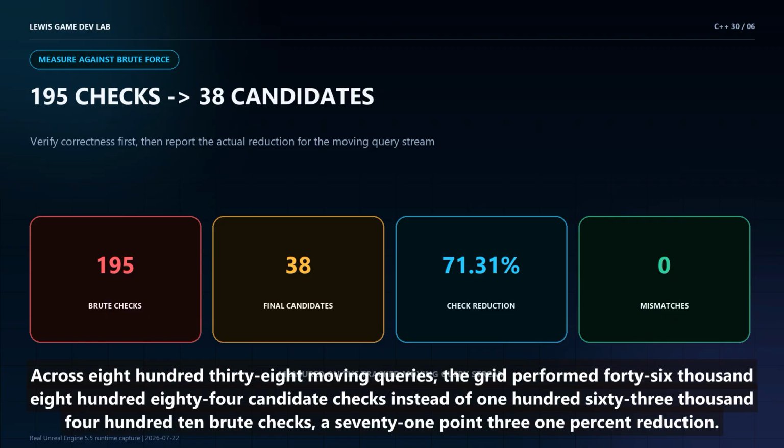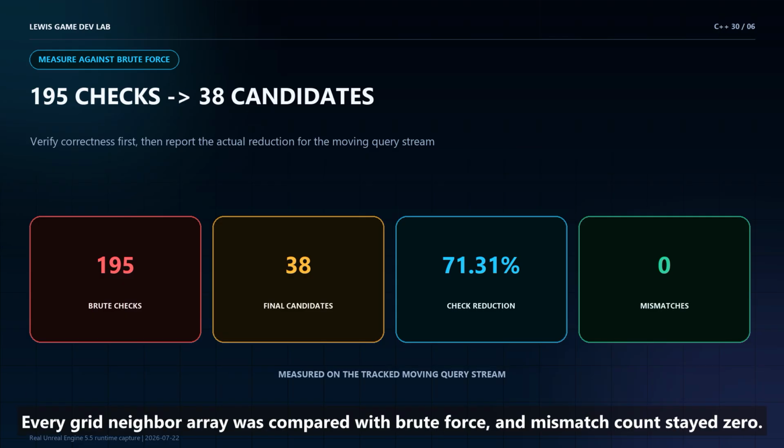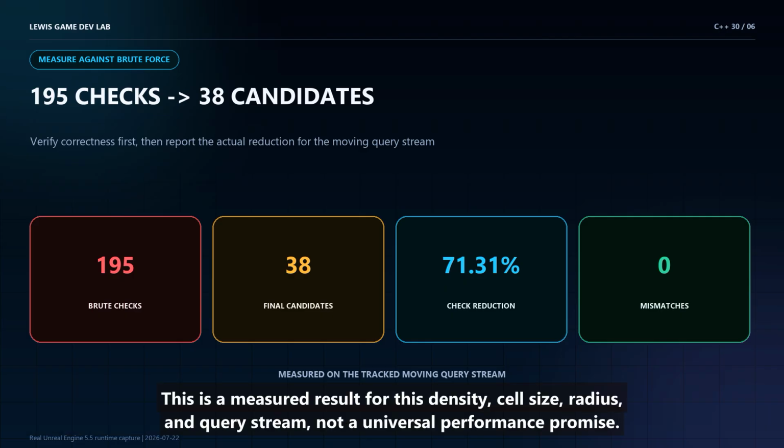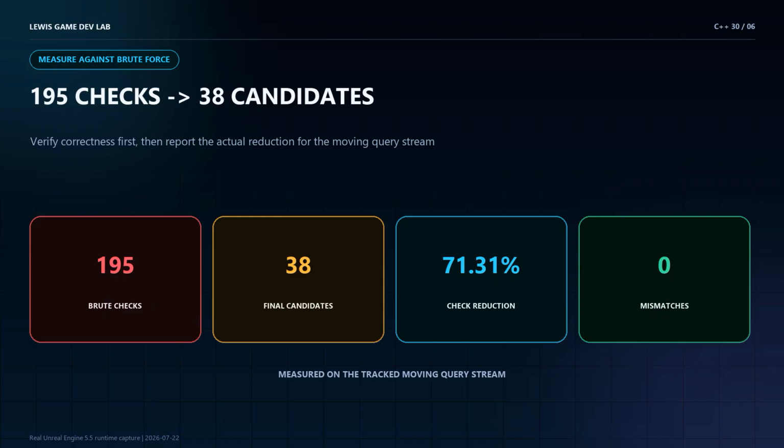Across 838 moving queries, the grid performed 46,884 candidate checks instead of 163,410 brute checks, a 71.31% reduction. Every grid neighbor array was compared with brute force, and mismatch count stayed 0. This is a measured result for this density, cell size, radius, and query stream, not a universal performance promise.